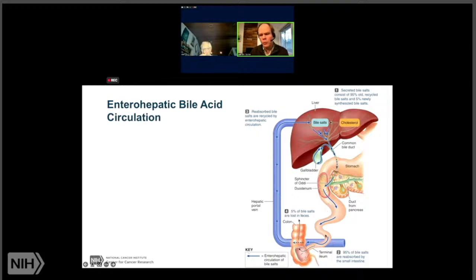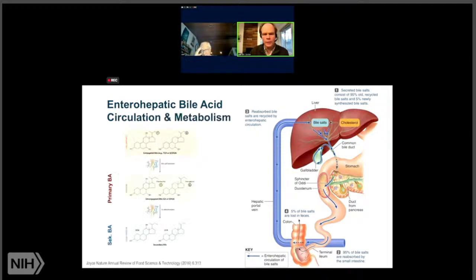And the important thing to remember is that 95% of the bile salts are actually reabsorbed by the small intestine and go back through the portal vein into the liver. Now, the second part is that the bile salts are actually metabolized by commensal bacteria.